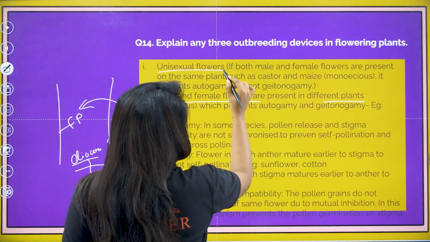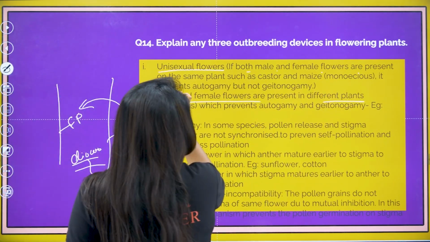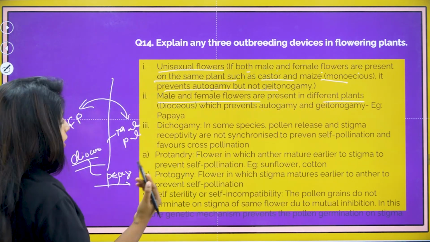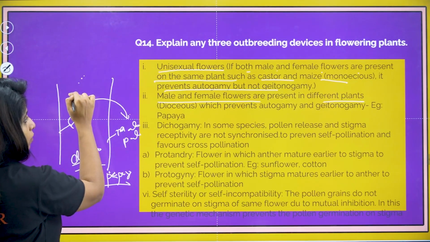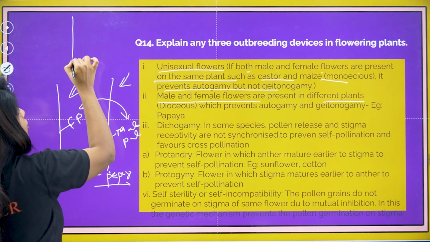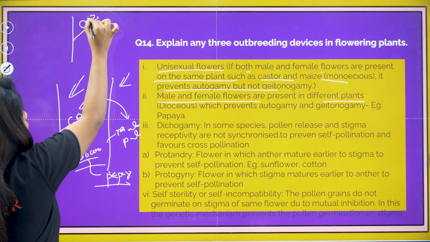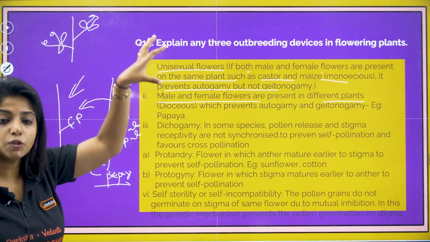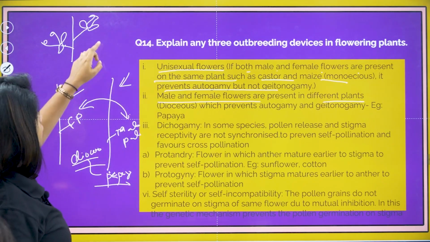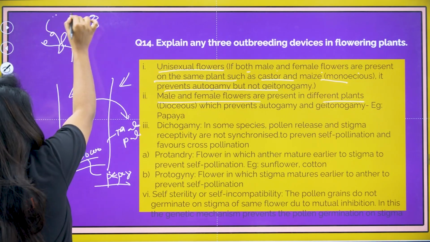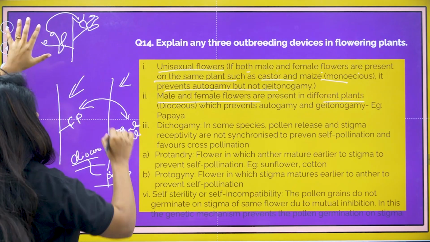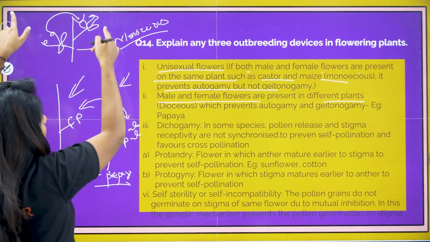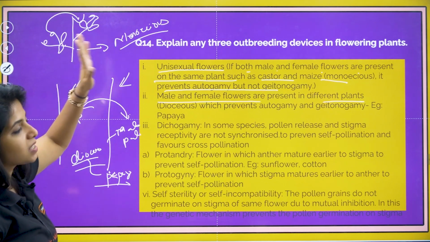Or unisexual flowers, if both male and female flowers are present on the same plant, such as castor and maize, monoecious, it prevents autogamy but not geitonogamy. That can also be possible. So this is the dioecious case where unisexual plants themselves are there. Unisexual flowers can be there, as in there can be a female flower, and in the same plant there can be a male flower. So to some extent it is preventing self-pollination. Autogamy is not happening. But geitonogamy can still happen. You call these type of plants monoecious plants, which have both the sexes in the same plant, such as castor and maize.